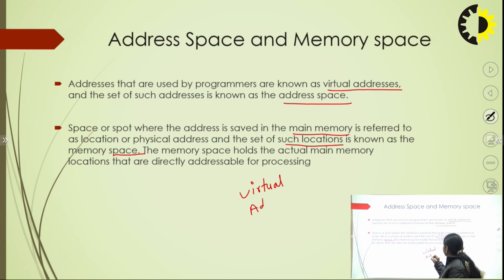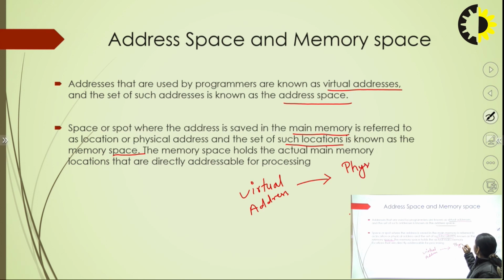So, the CPU will generate a virtual address, and this virtual address will be converted into a physical address, which is the address of main memory. Fine. So, this mapping, the conversion of a virtual address into a physical address, is known as virtual memory.